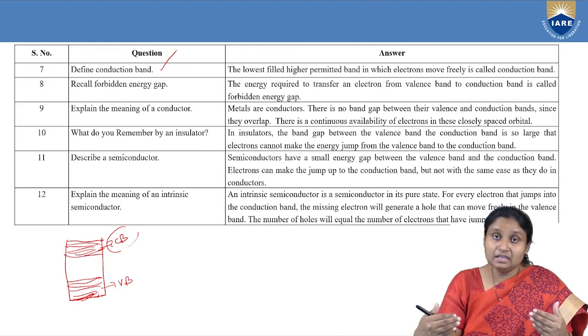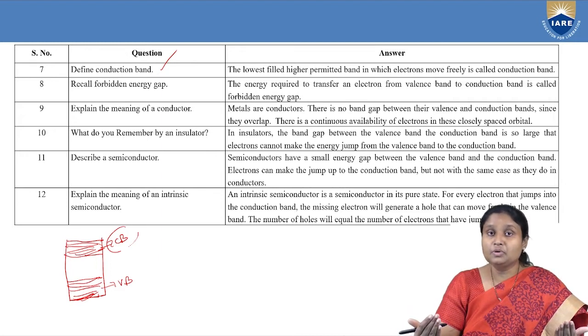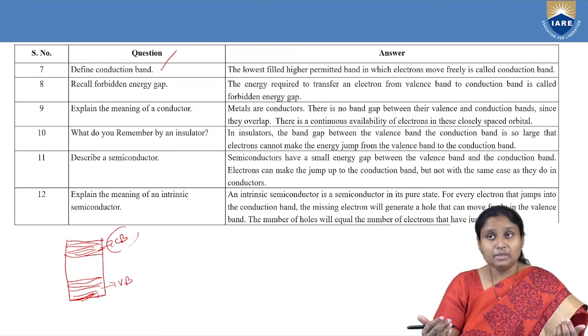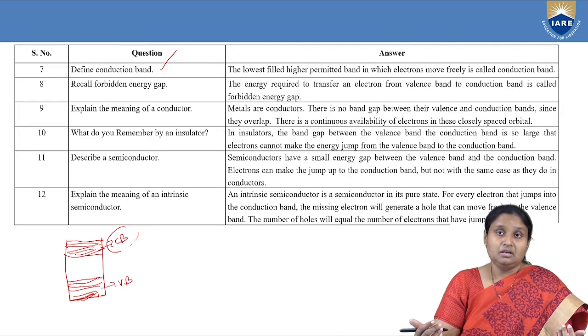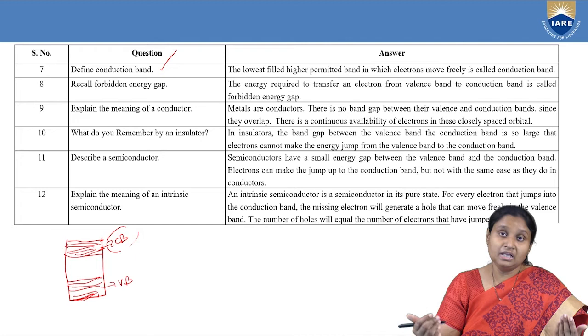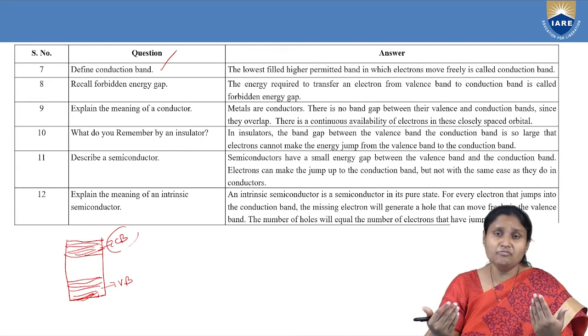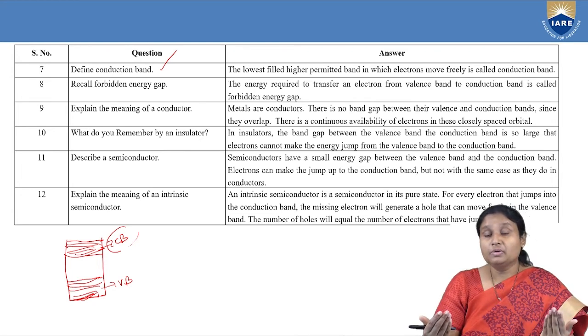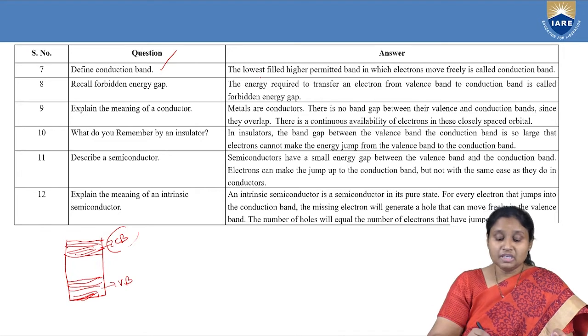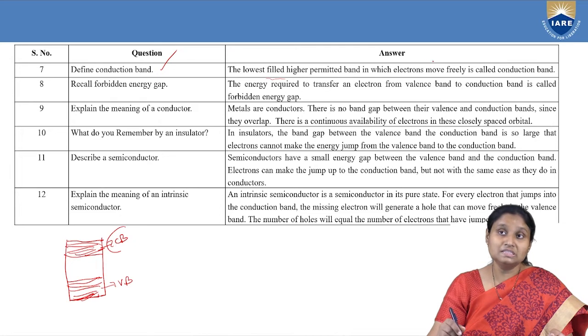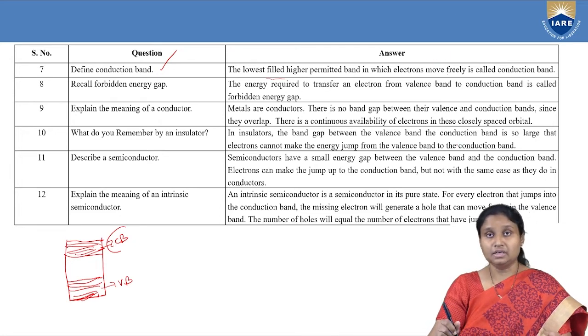So when I say that there are electrons in the conduction band, it means I am talking about electrons which are taking part in conduction. And depending upon what type of material we are selecting, this conduction band can either be partially filled or it can be empty also. It will be empty in the case of insulators, whereas it will have a larger number of electrons when we talk about conductors. So generally, it is the least filled higher permitted band in which electrons can move freely and take part in conduction.